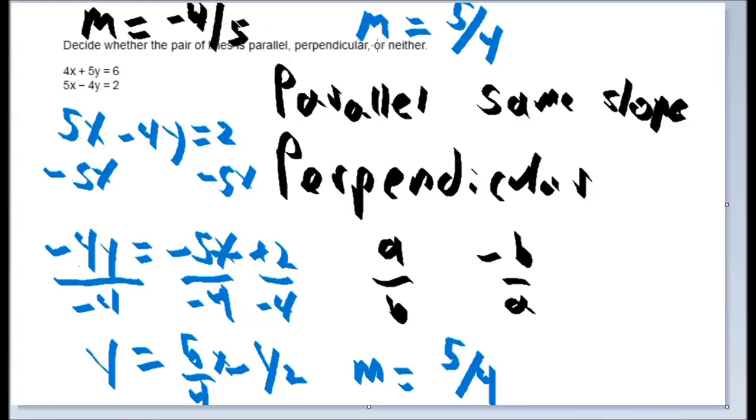Those two numbers are clearly not the same, so parallel is out. But notice that for perpendicular, we do have the negative reciprocal. If I take 5 over 4 and flip it over, it would be negative 4 over 5. So this one is definitely perpendicular.